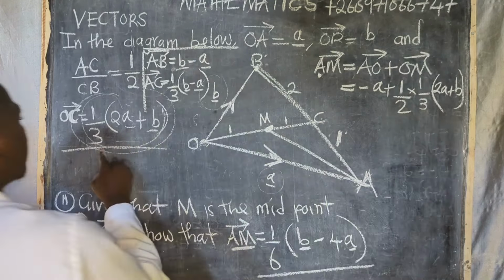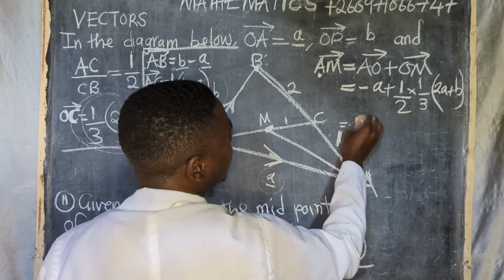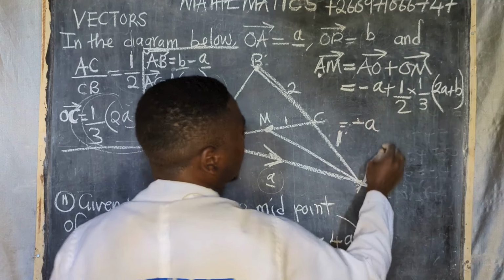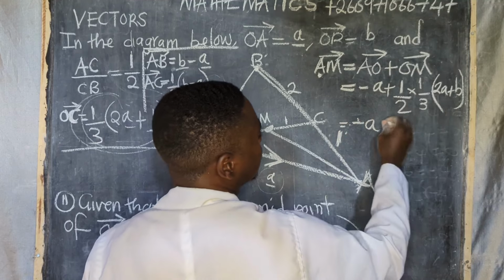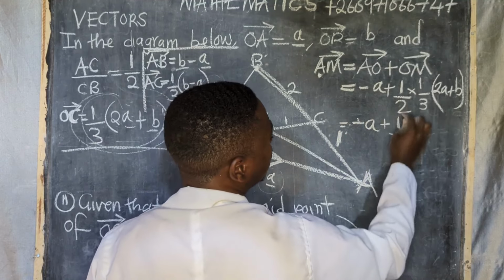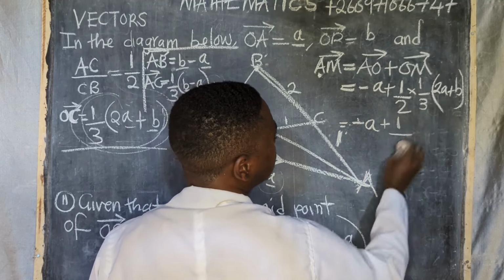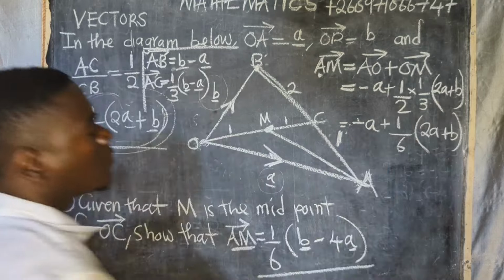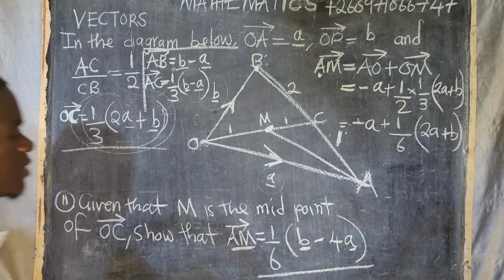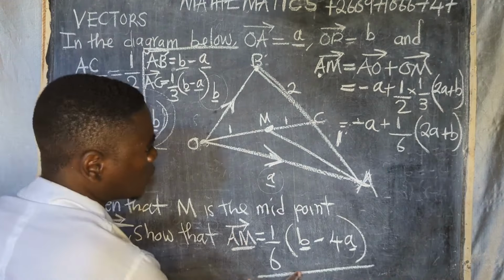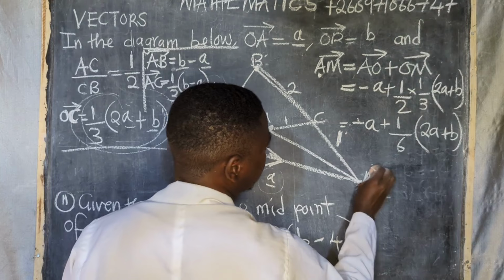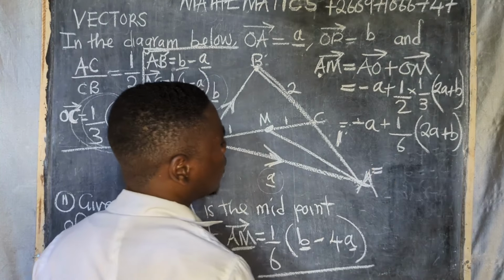So I had to cross multiply. The answer will now be equal to negative A. I say 1 times 1, so plus 1 over 2, 2 times 3, 6. I do this: this is 2A plus B. So I know that my answer should come out like this. I multiply, and this is now equal to.